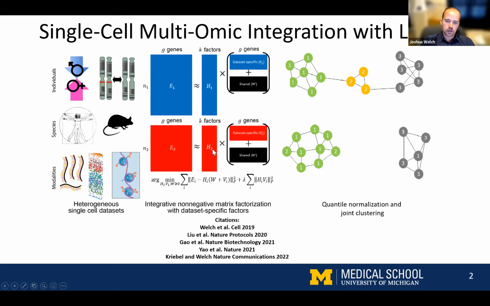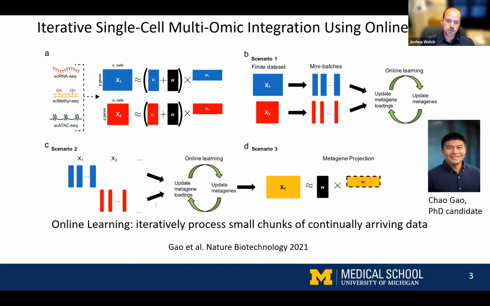And integrative non-negative matrix factorization takes all of these data sets and jointly decomposes them into a set of data set specific and shared metagenes, which are then used to find a shared latent space in terms of K metagene expression levels, which can then be used for joint clustering to identify shared cell types across data sets. And this is the heart of the approach that we build on in the Nature Communications paper.